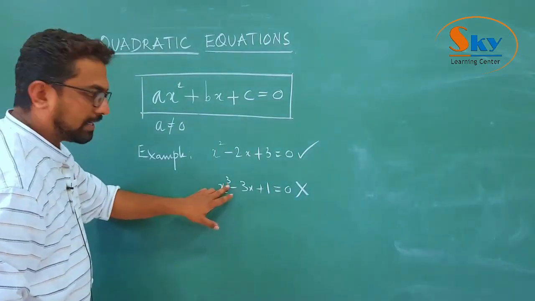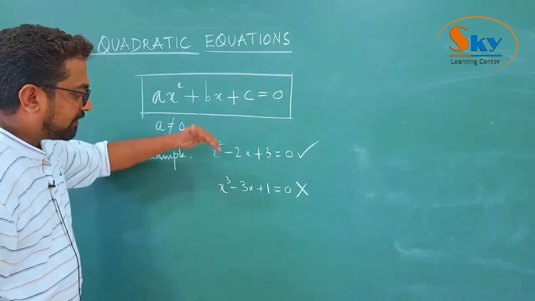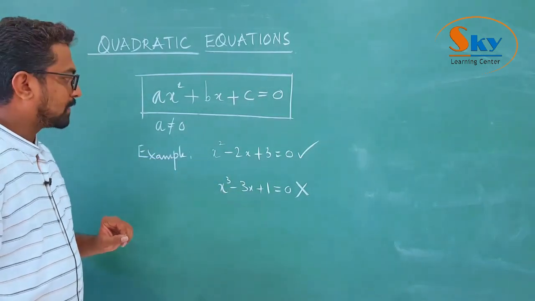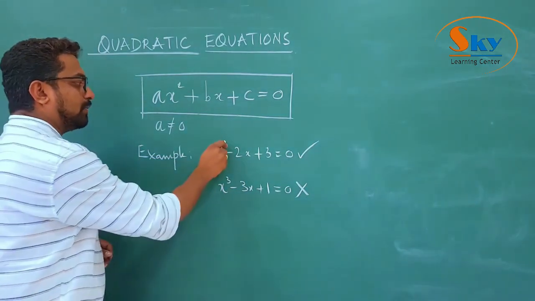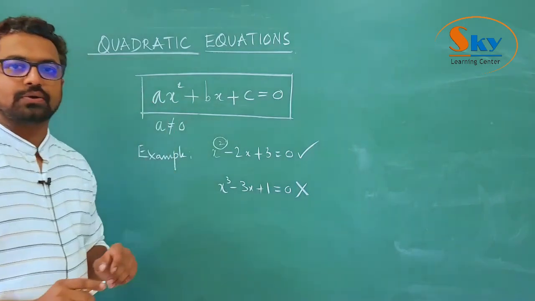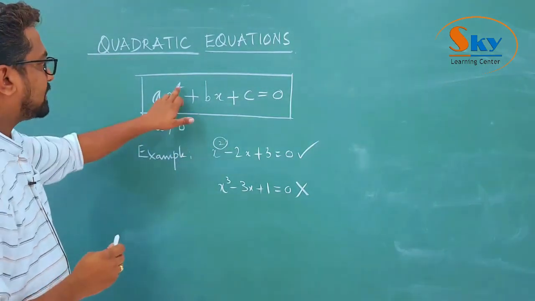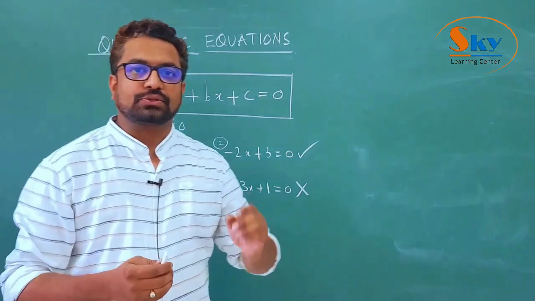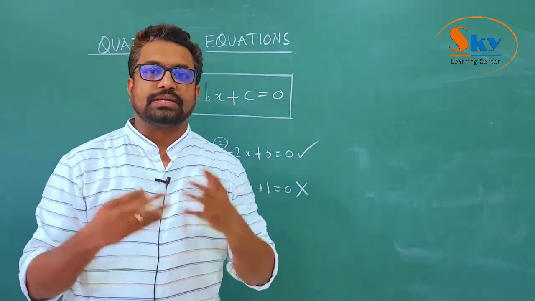Can you see the highest power? Highest power is 3 here. So if the highest power is 3, then this is not quadratic. This is a cubic equation. So any equation with highest power 2 is called a quadratic equation. So what is the highest power here? Highest power is 2. So that's called the degree of the equation. So if the degree of the equation is 2, then it is called quadratic.